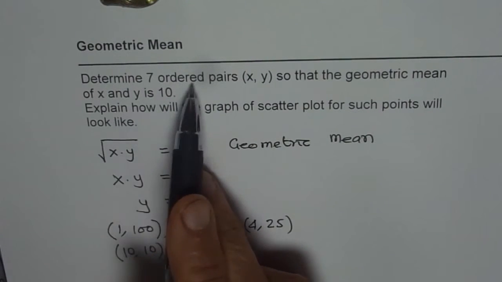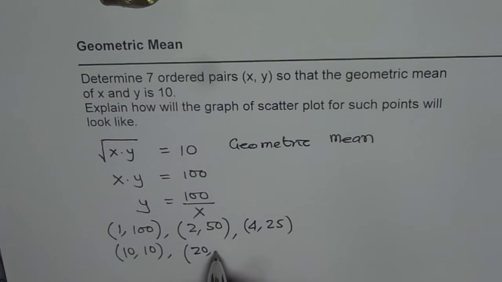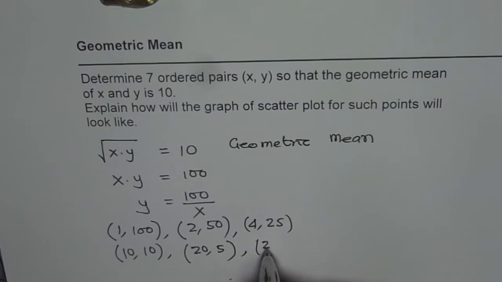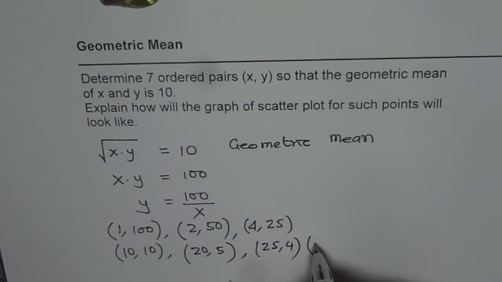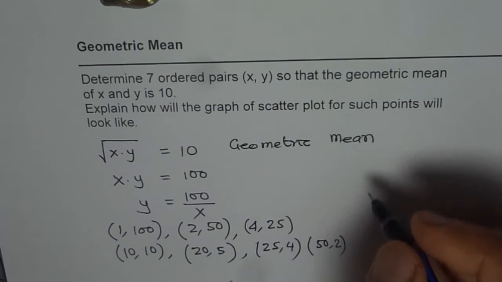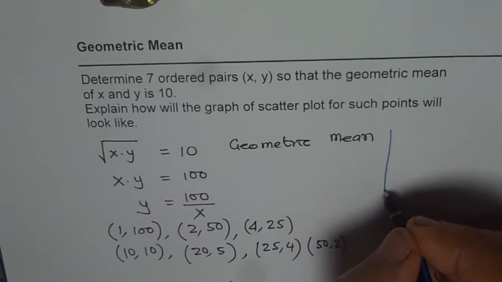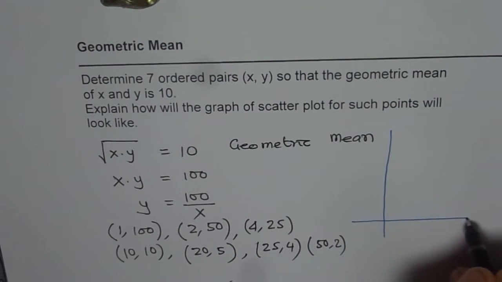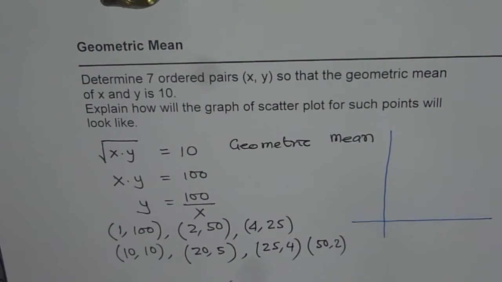Because we need 7 ordered pairs. For 20, it is 5, okay? And then we'll flip these numbers. We get 25, 4, and 2, 50, right? 1, 2, 3, 4, 5, 6, and 7. Likewise, we can get quite a few whole number x and y values so that their geometric mean is 10. Now that's the first part.